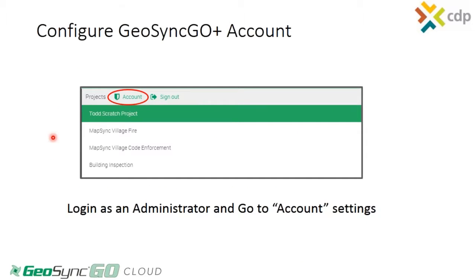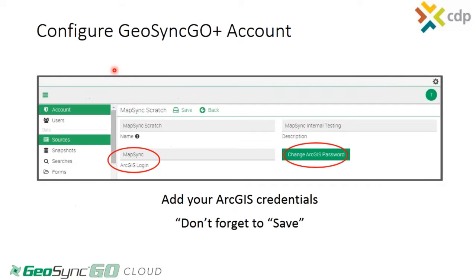So the first thing you need to do, as I mentioned, we need to configure your GeoSync GO Plus account itself to actually connect to your ArcGIS Online data source. So the first thing you would do is log into your GeoSync GO Plus as an administrator. You need to log in with administrative privileges and then go to your account settings. So don't actually open a project. You want to go to your account. So we're going to make some changes there.